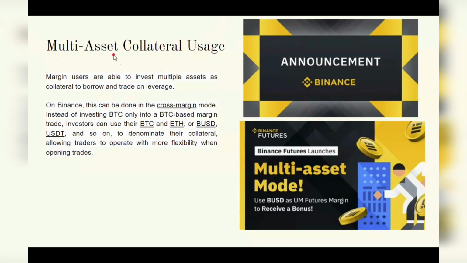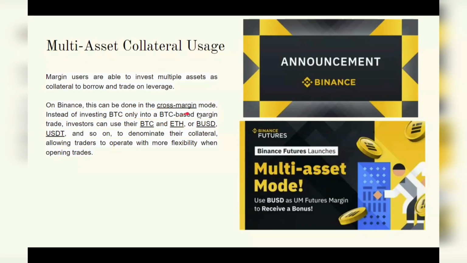The multi-asset collateral usage is like the multi-asset mode that users familiar with Binance futures trading use. In this scenario, you can easily use multiple assets as collateral in order to trade your margin positions or open margin positions. It says here that margin users are able to invest multiple assets as collateral to borrow and trade on leverage. On Binance, this can be done in the cross margin mode.